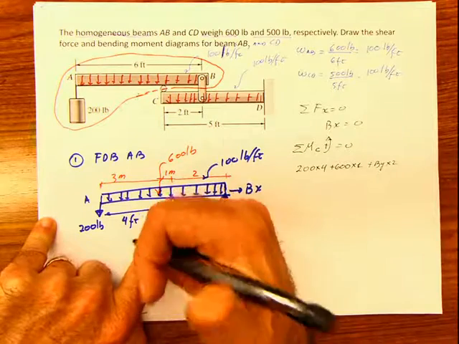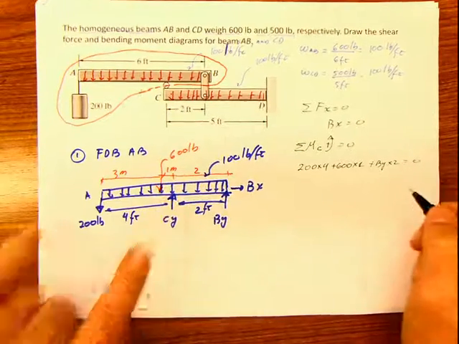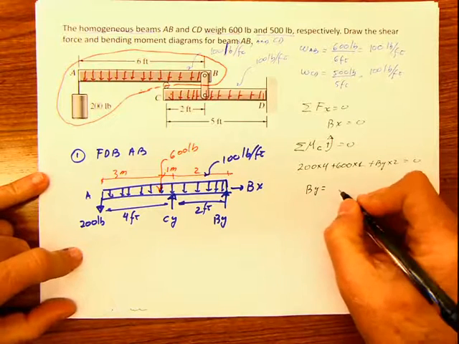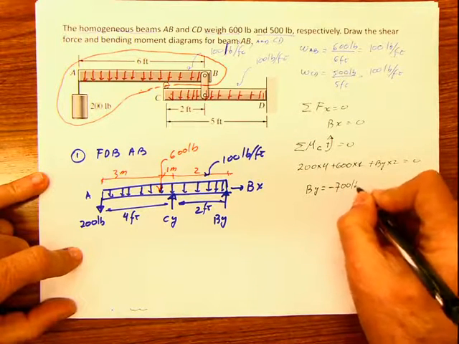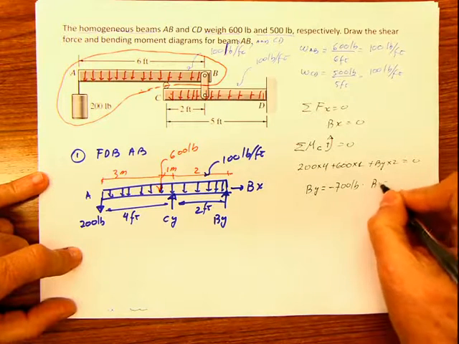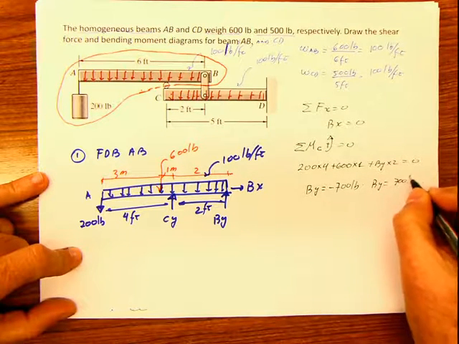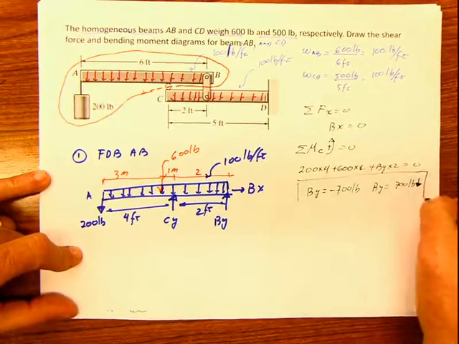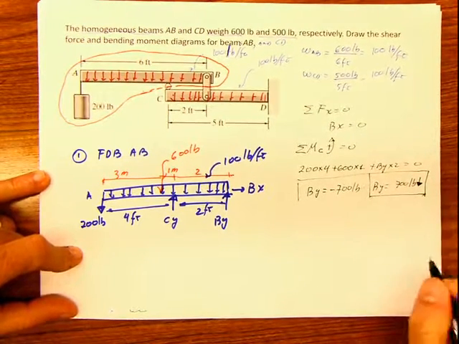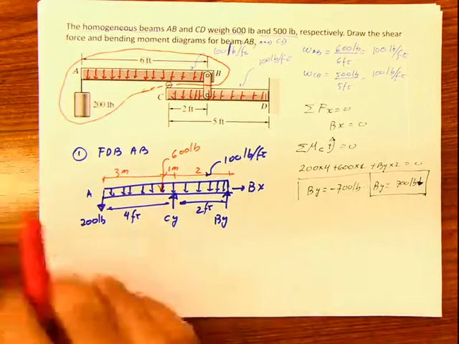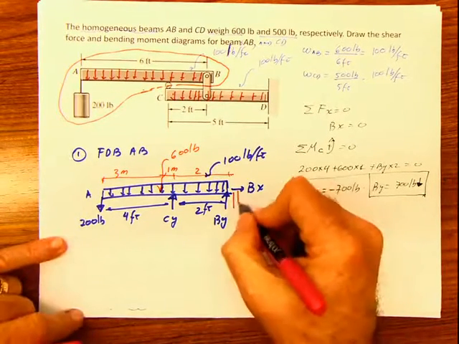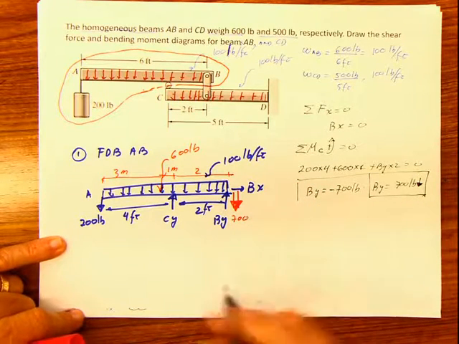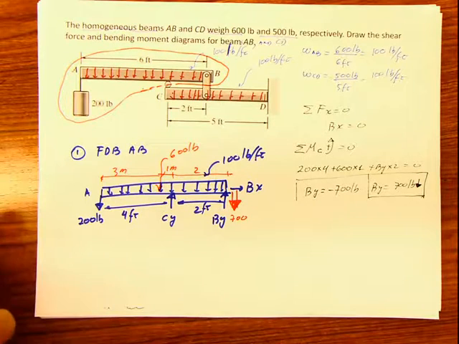Positive because it's acting in the same direction and equal to 0. When you solve for this, then you say that By is equal to negative 700 pounds, or By is equal to 700 pounds acting opposite to whatever I assumed before. Immediately, remember, change and correct the direction for By. This is the value for By, 700 pounds acting in that direction.